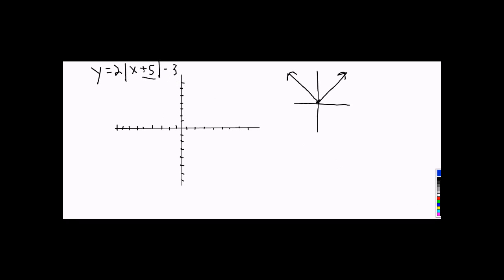So the first thing I'm going to find is where this corner point is going to be. Well, it's going to be 5 to the left, 3 down. So 1, 2, 3, 4, 5, 1, 2, 3. Somewhere around right there. And now it's just going to make this V. That's all it's going to do, except usually it has a slope of 1. It's going to go over 1, up 1, over 1, up 1, over 1, up 1. But a vertical stretch of 2 is going to give it a slope of 2. So when we go over 1, we have to go up 2.